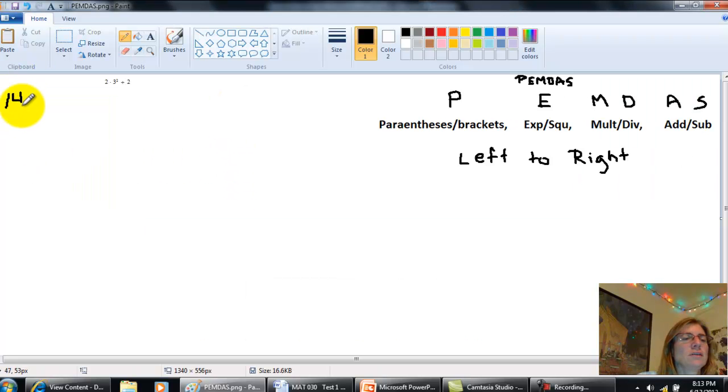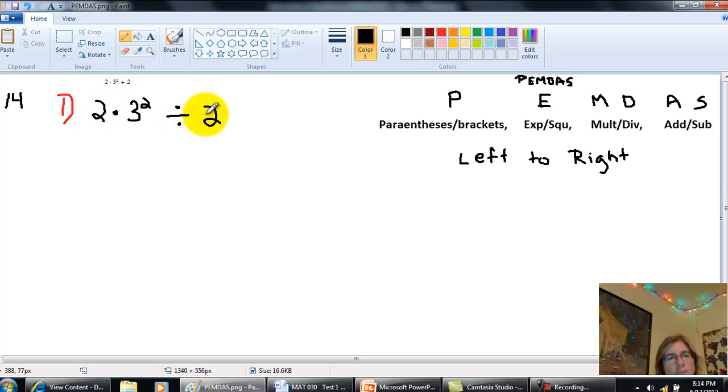Problem 14. And we're going to write out our first line. Then we look horizontally across, left to right, and we decide what we do first. And of course we look at parentheses and brackets. There are none here, so we go to the next. Are there exponents and square roots? Yes, there's an exponent. So we have to solve the exponent first. 3 times 3, so our answer to that is 9.